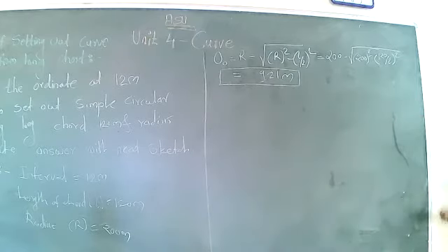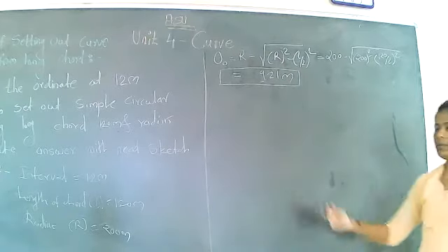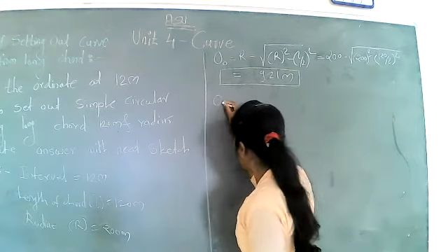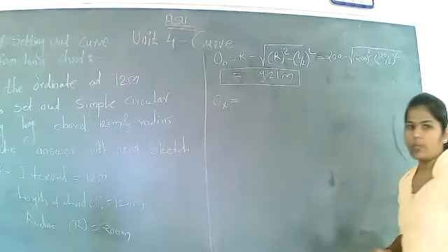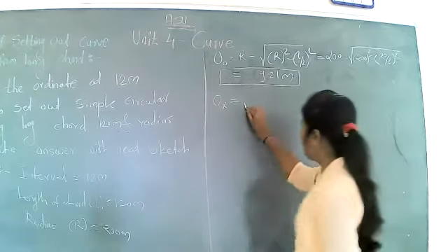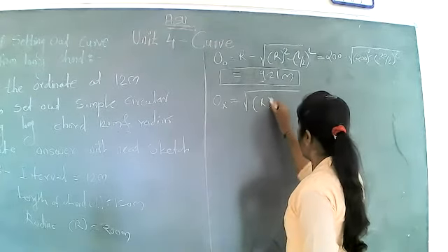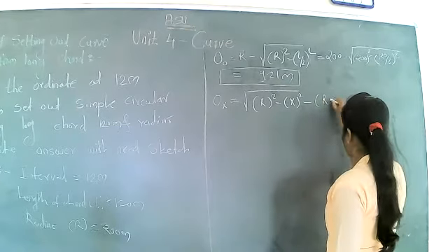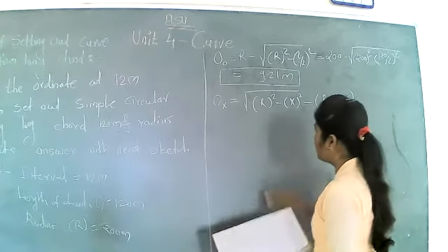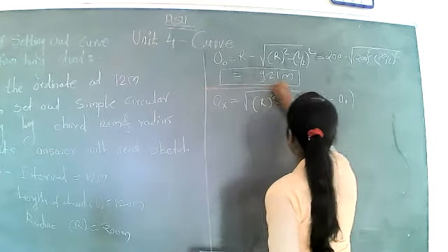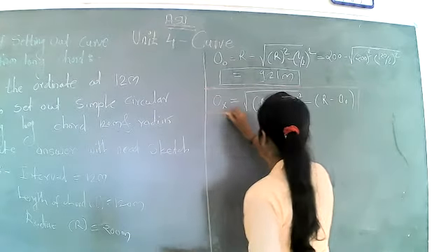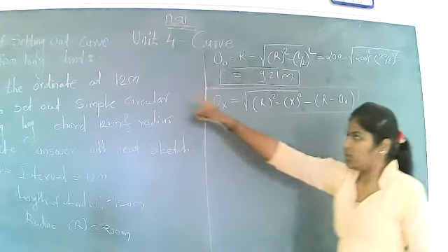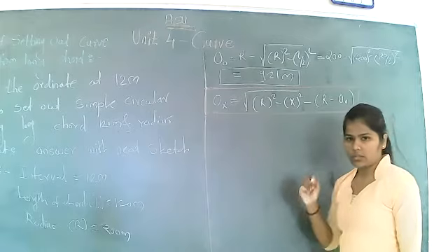After calculating the offset at the center, we have to calculate the offset at the interval. The formula for calculating the offset at a specific interval is Ox equals square root of R square minus x square, minus (R minus O0). The interval is also given in the numerical, that is 12 meters. So the first interval is 12.